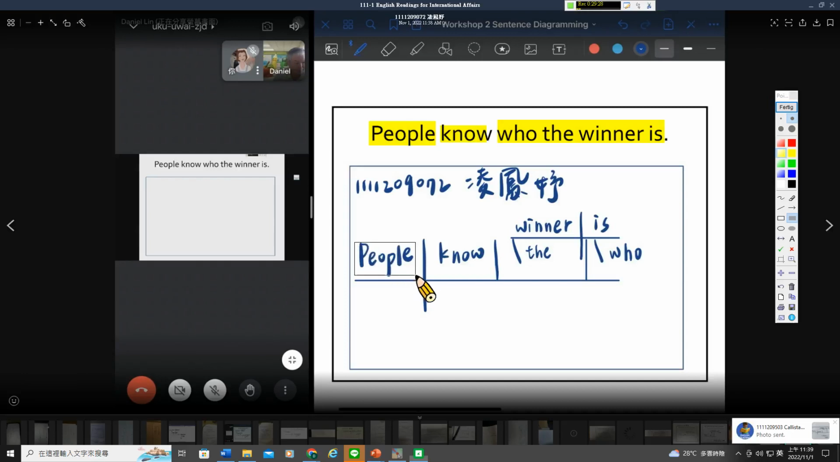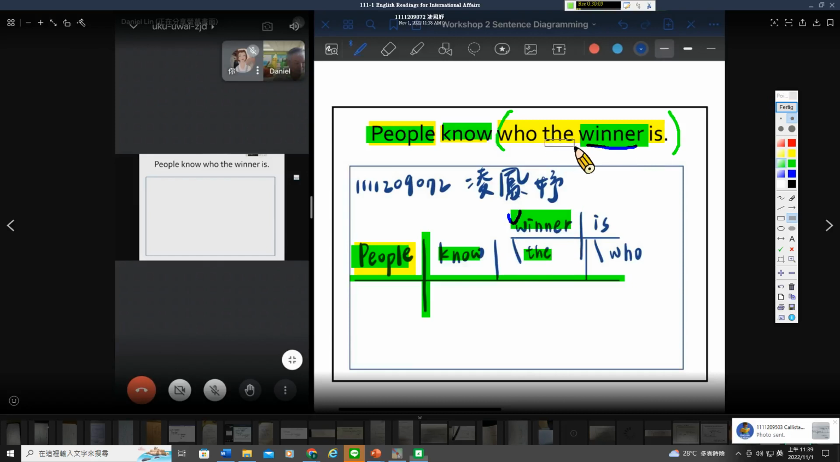Why? Because people is here. It's good. People is people, right? And the verb here divided by a longer vertical line is fine. And this is the vertical line. It's good. Okay, so we have know. But how can we construct who the winner is? Who the winner is, we have to identify the subject first. Winner. Okay, she is right. So she has winner here. Winner. So winner, the winner, the winner. And the verb is. It's true. But the position of who is wrong.